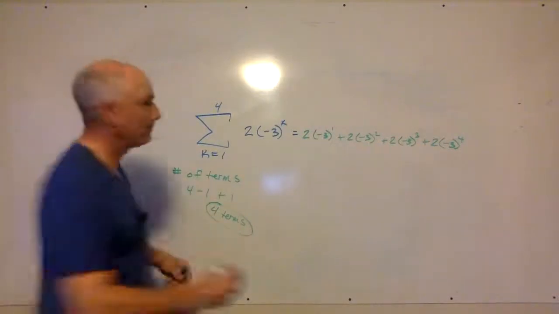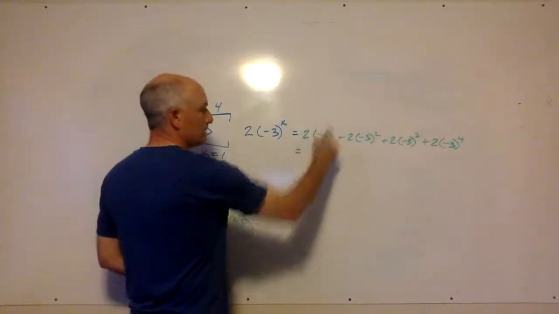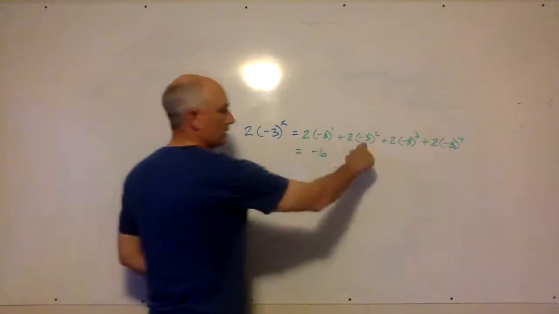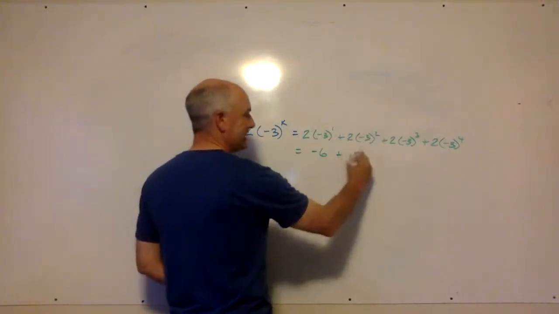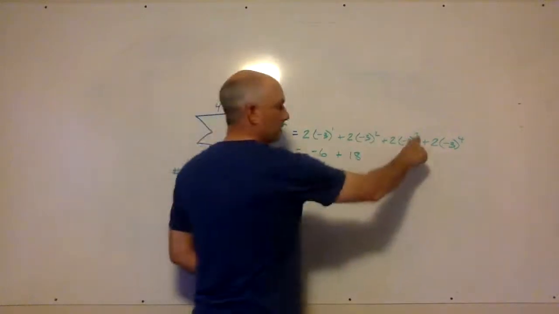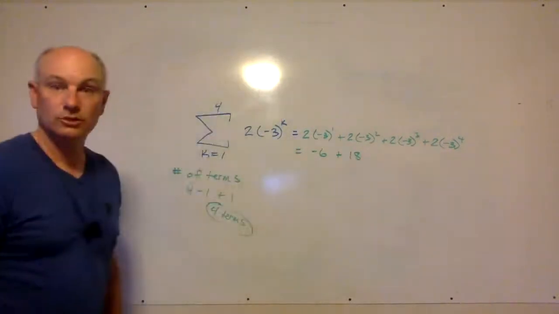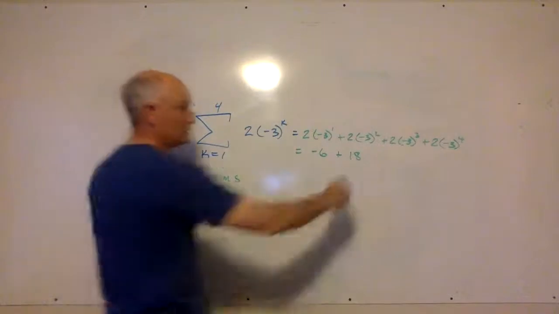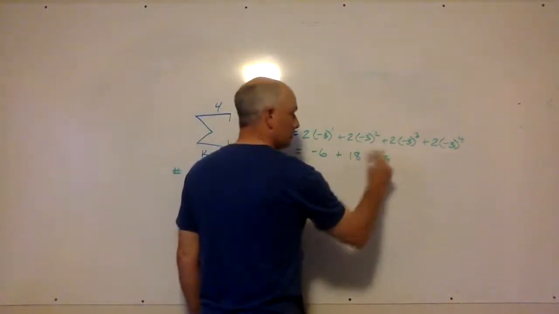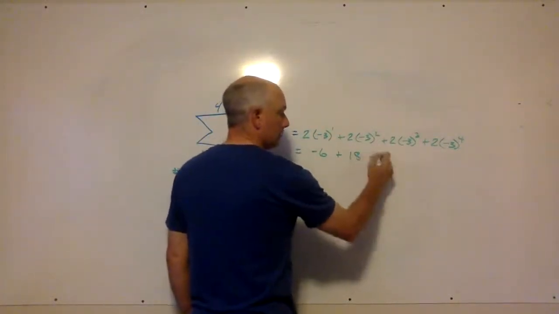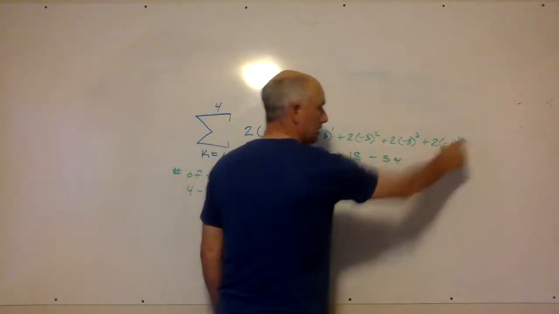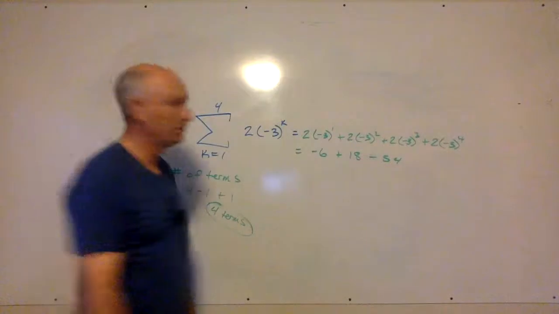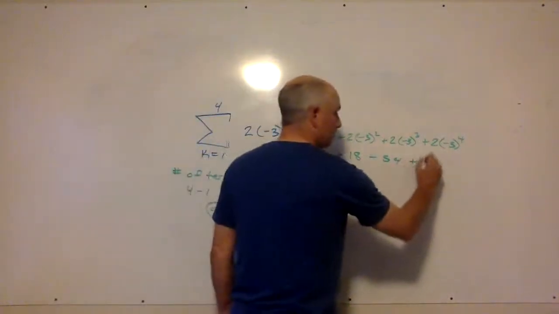Let's clean it up. 2 times negative 3 is negative 6. Negative 3 squared is 9, multiplied by 2 is 18. 3 to the third, 27, but negative 27 times 2, negative 54. And then finally, negative 3 to the fourth is 81, times 2 is a positive 162.